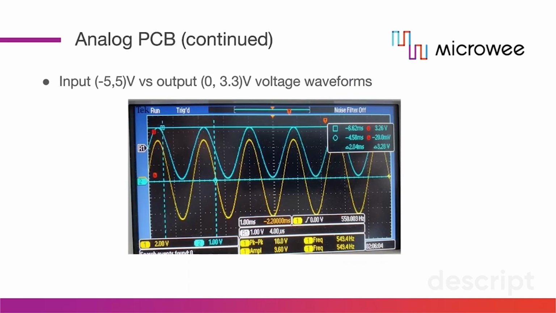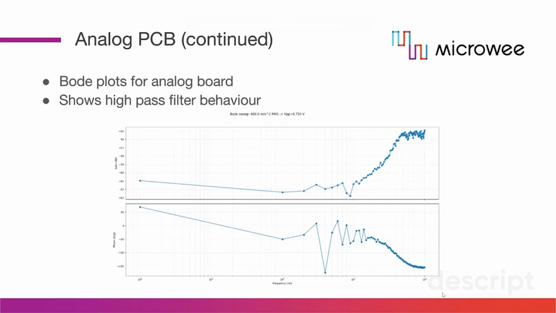Here we see an actual measurement of our board with an oscilloscope. The yellow graph represents the ±5 input sinusoid. The blue graph represents the actual output of our analog board. Here we can see Bode plots that were recorded for our analog board. They contain some outliers, but we get the whole picture anyway.